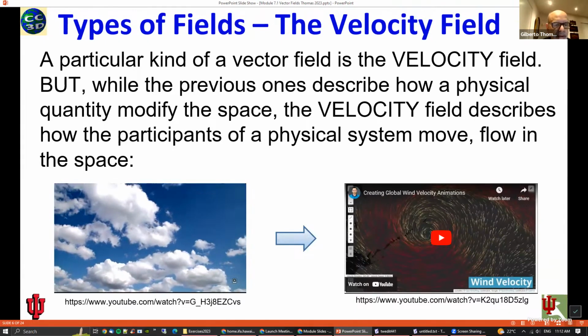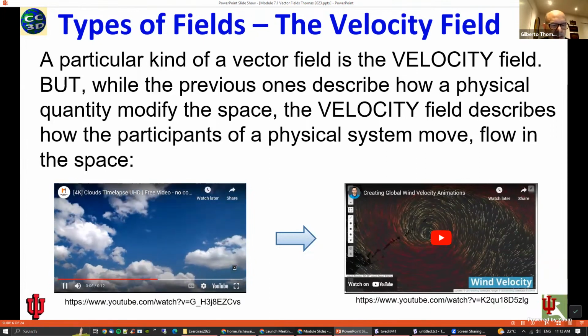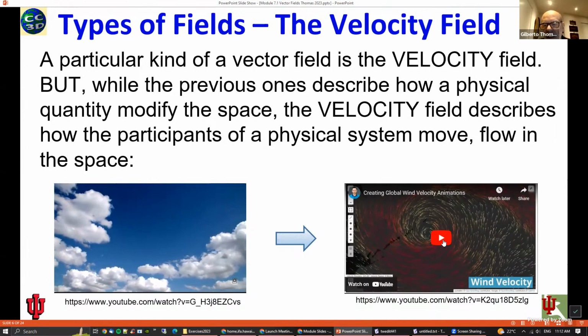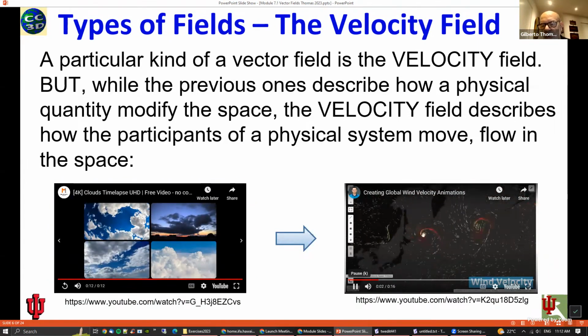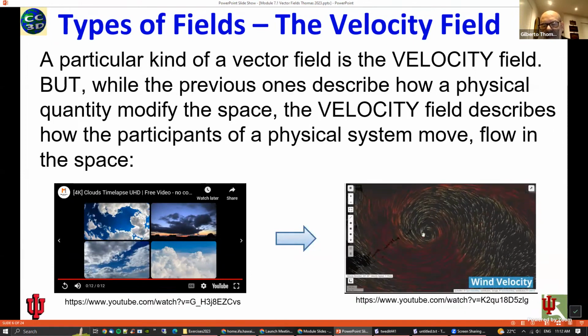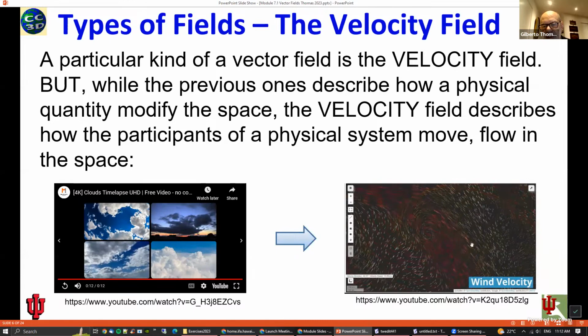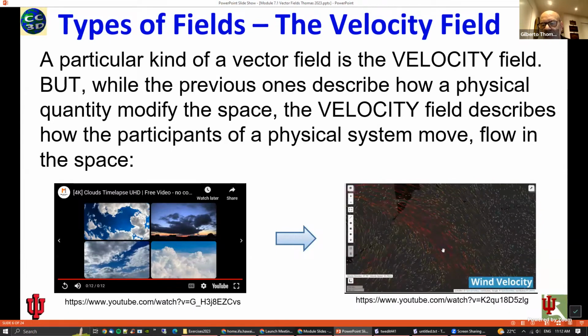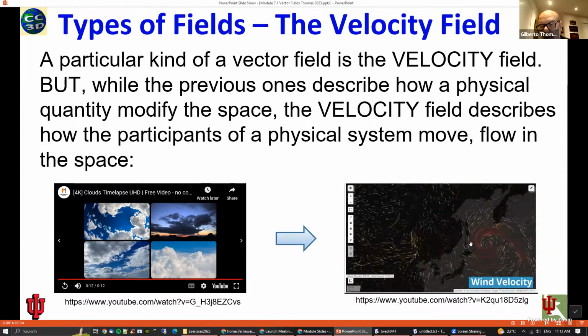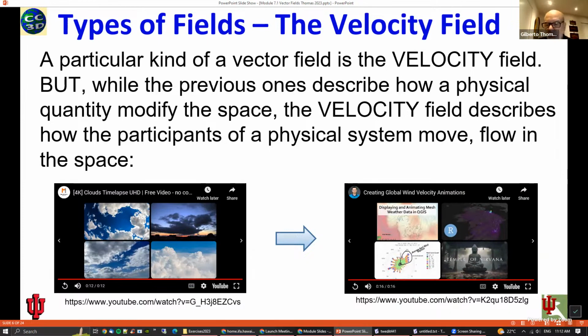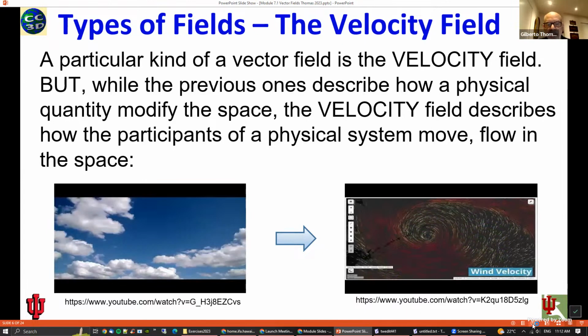clouds moving. We can transform this movement of the clouds into a global wind map, showing how those clouds move in the space, like that. So this is the velocity field of the clouds, the weather, okay? Those are the fields we have included as a tool in CompuCell.